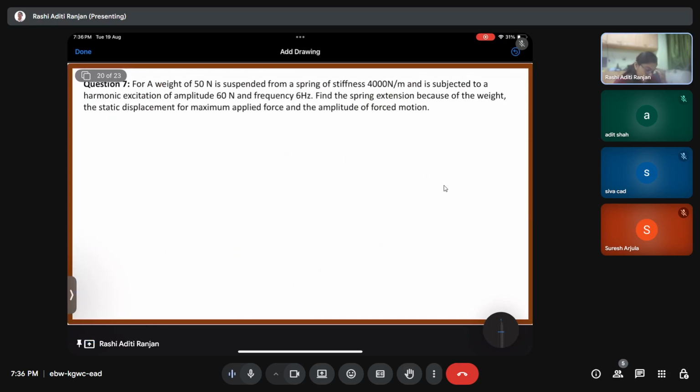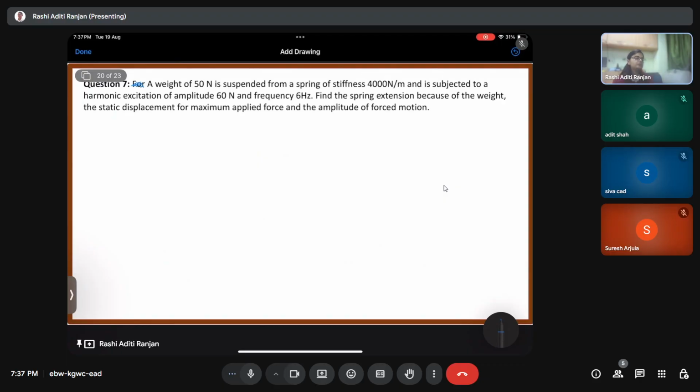Coming on to question number 7. Question number 7 says that a weight of 50 Newton is suspended from a spring of stiffness 4000 Newton per meter and is subjected to a harmonic excitation of amplitude 60 Newton and frequency 6 Hertz. Find the spring extension because of the weight, the static displacement for maximum applied force, and the amplitude of forced motion.